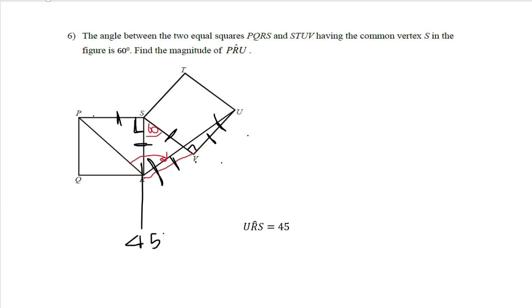So we know that PRU is PRS plus SRU, or we can say URS. And when we combine those two together, we are getting the final angle that we want. So we can just add 45 and 45. And at the end, what we would get is 90 degrees. So then the final solution will be 90 degrees.